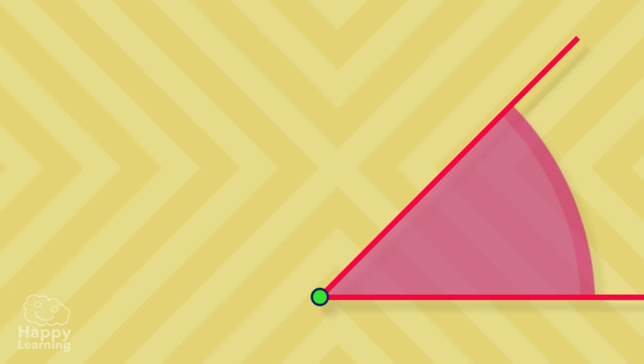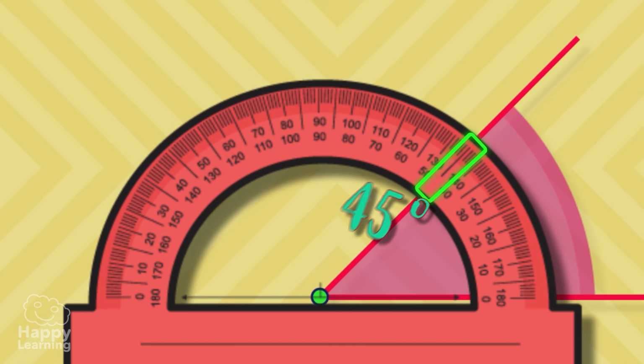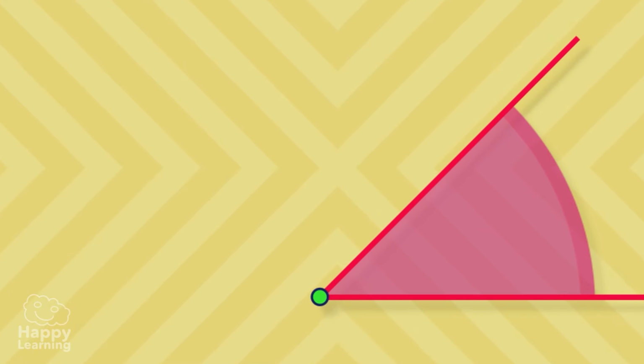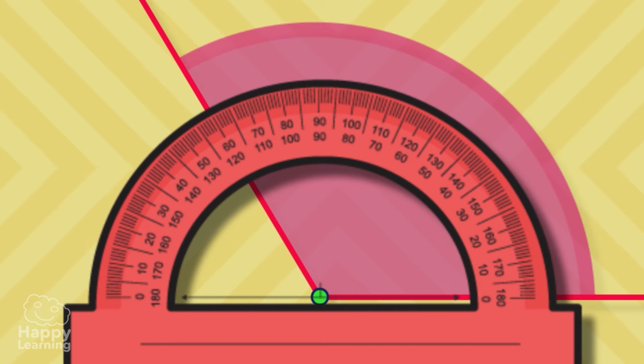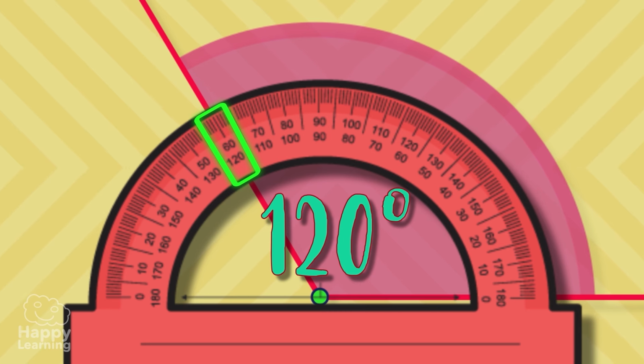Now, let's measure this angle. Let's see how much it measures. 45 degrees! It's an acute angle because it is smaller than a right angle. And now, we're going to check out how much this other angle measures. 120 degrees! Of course! It's an obtuse angle because it measures more than 90 degrees.